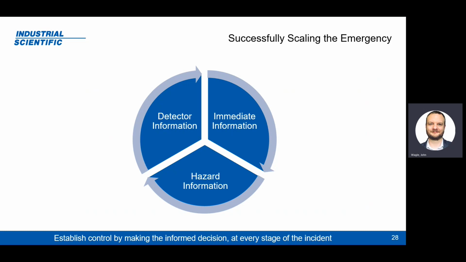And this is how we scale our emergency. So we started in the immediate information, which is effectively something has happened. We then determined our hazard and how we can respond to it, as well as our detectors. This is the hard part because at a certain point, the wind is going to shift or the nature of the emergency is going to change, and we have to jump back to the first step.